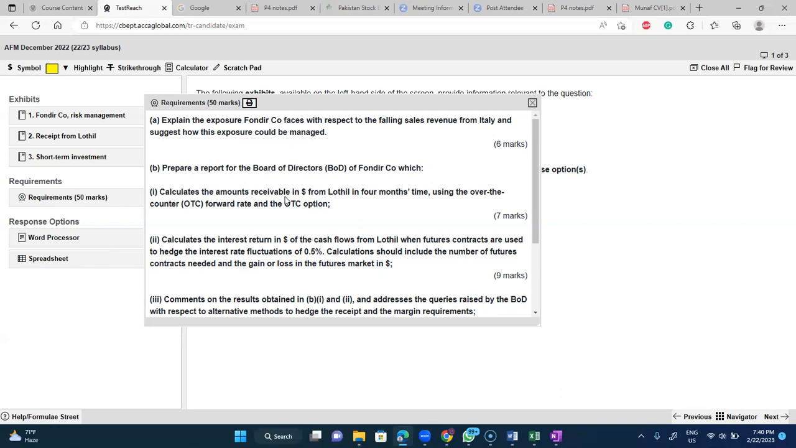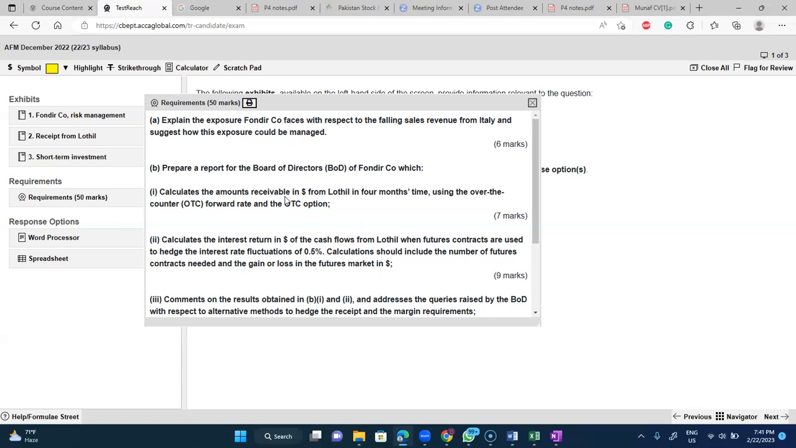It is clearly written, according to the finance director, that this is a permanent shift in the exchange rate. The exchange rate has depreciated. Euro has depreciated compared to the dollar. So there is no chance that in future the currency will reverse and your sales will start increasing. There is no chance of that here.